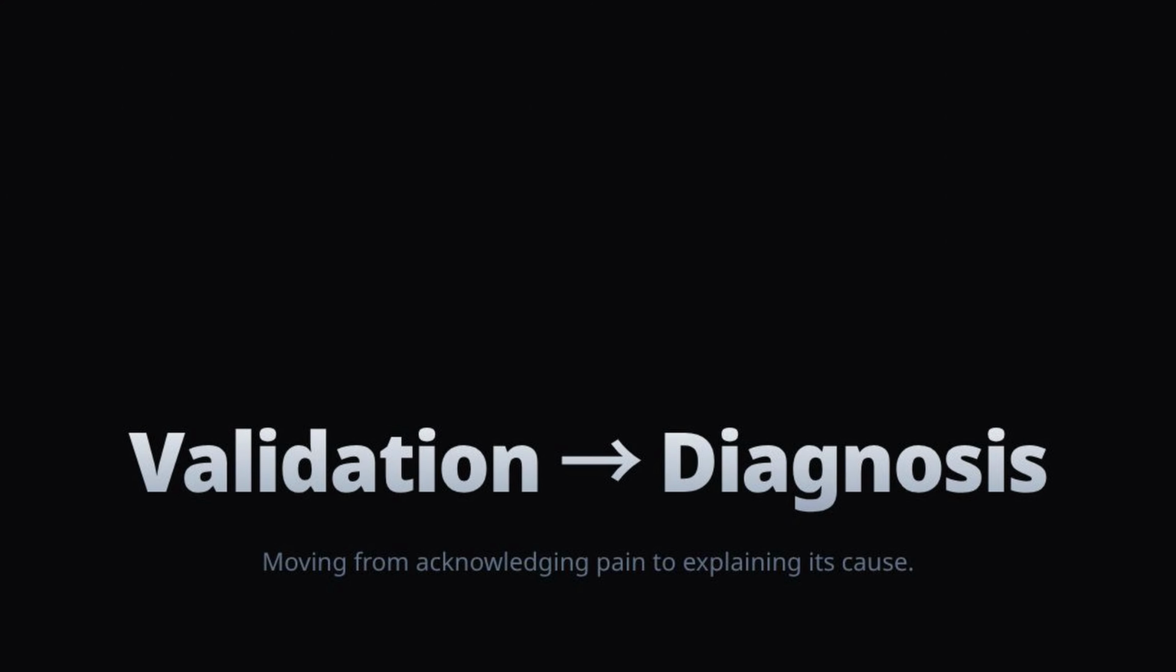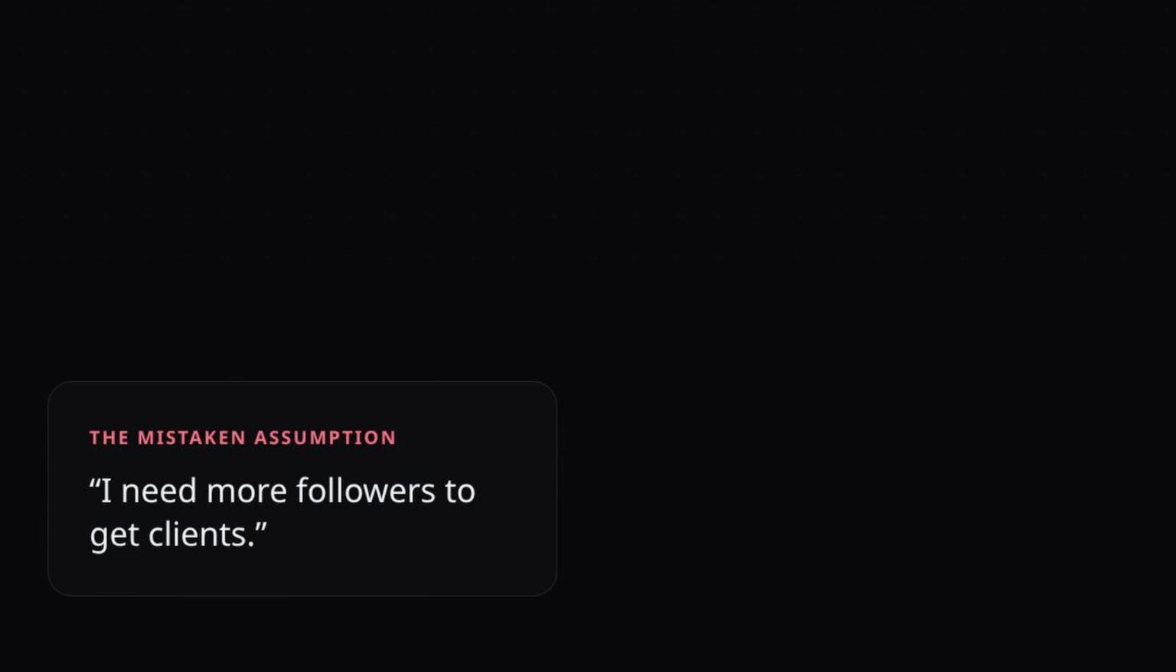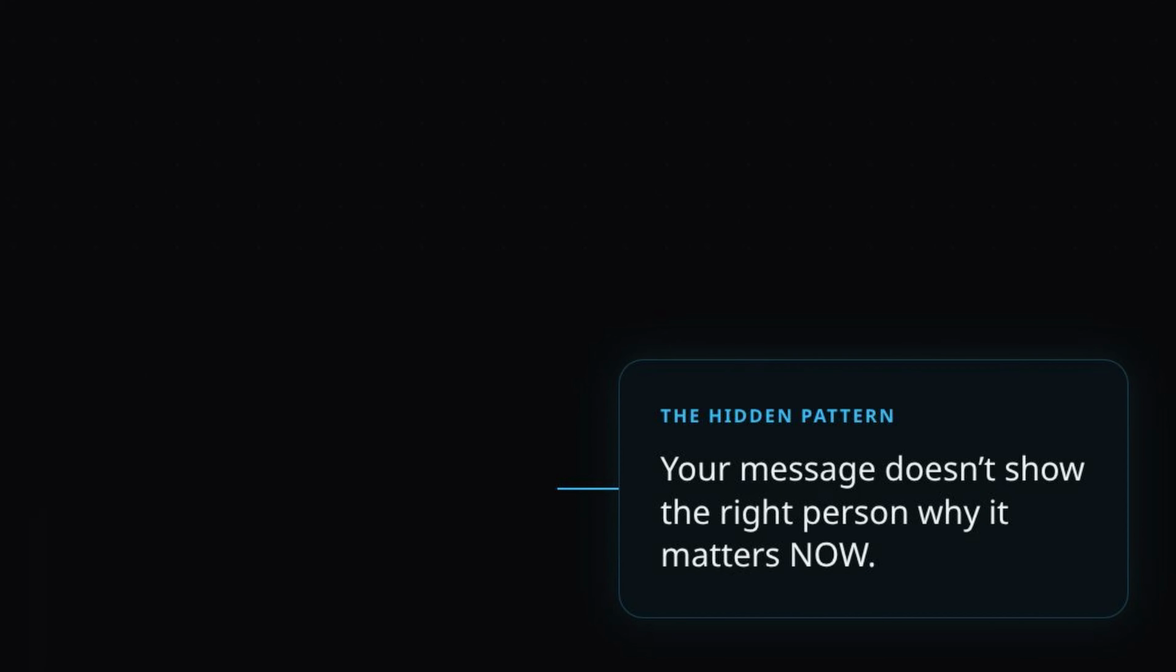Now, step 2, reveal the hidden pattern. Once they recognize the moment, explain what is actually creating it. This is where you move from validation into diagnosis. Maybe they think they need more followers, but the hidden pattern is that their message does not show the right person why their offer matters now.